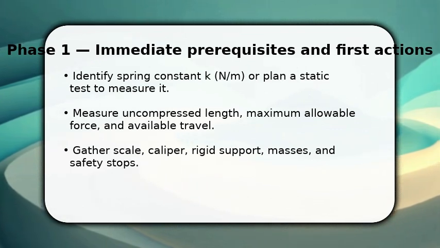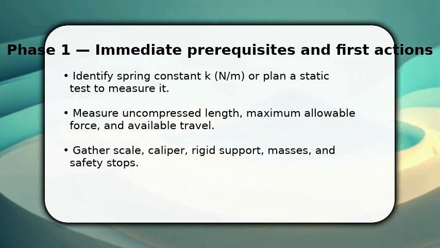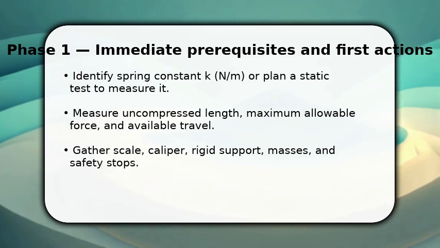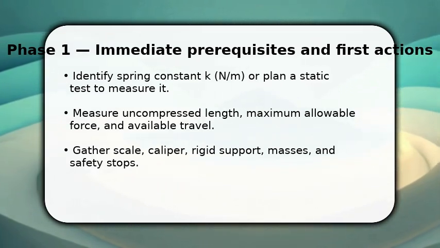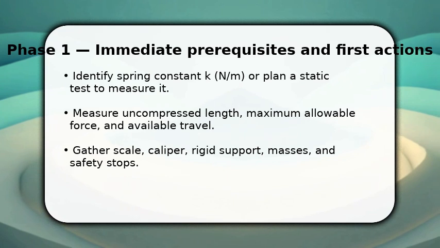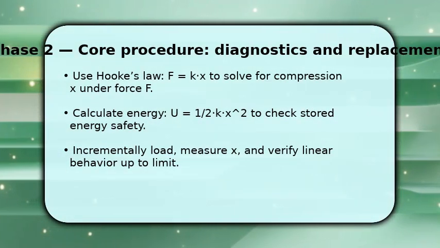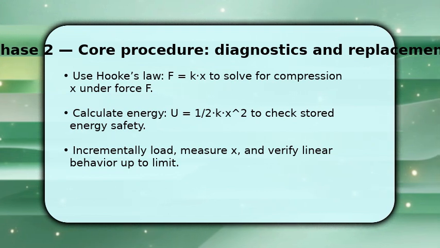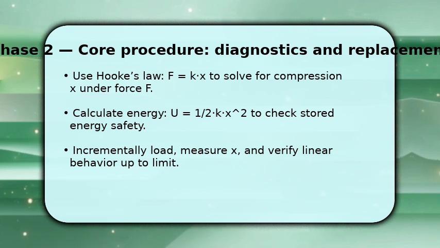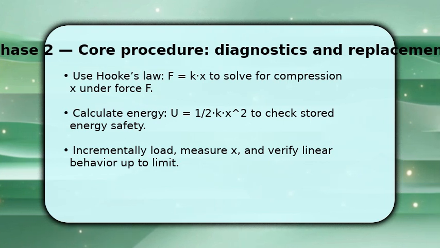Once done, fit a linear slope to get K if Hooke's law holds, and make sure to record the maximum safe load from specs or test limits before proceeding. You now compute the compression by applying Hooke's law, so rearrange F equals Kx to get x equals F/K for the target load. This tells you how much the spring shortens. Then calculate stored energy using 1/2 Kx² to confirm your system can absorb it without damage.